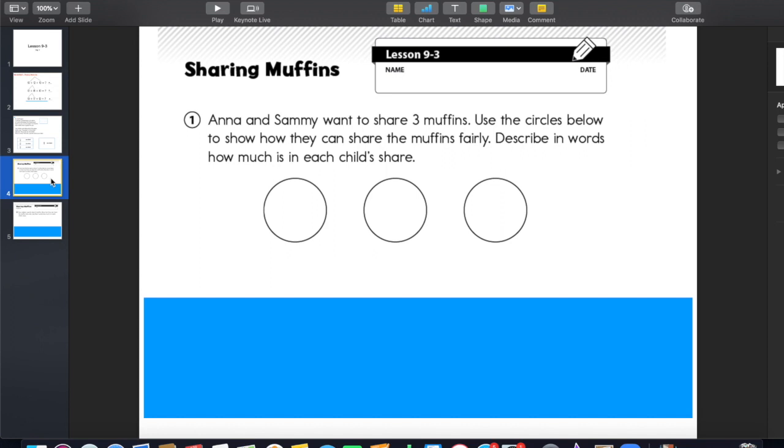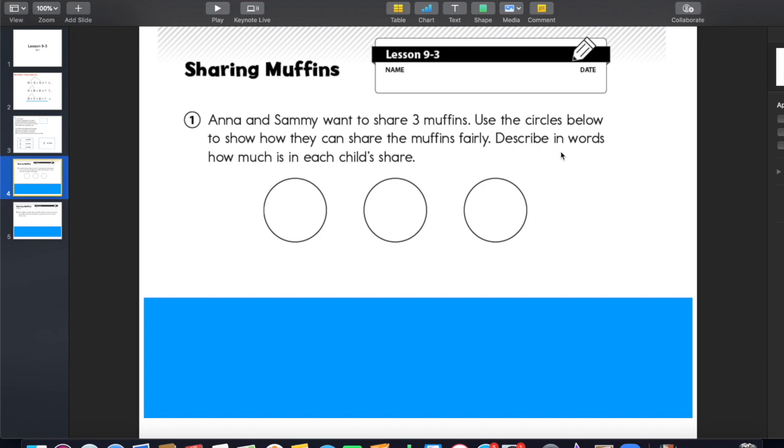Sharing muffins. Anna and Sammy want to share 3 muffins. 1, 2, 3. So there's 2 people, Anna and Sammy, sharing 3 muffins. Use the circles below to show how they can share the muffins fairly. So you want to draw on these circles to show how they can share the muffins fairly. And maybe you do it one time and it's not working out. You could always draw 3 more circles, okay, if that's easier so you can see your work, or you can erase. I would recommend drawing 3 new circles just to try out a new way.